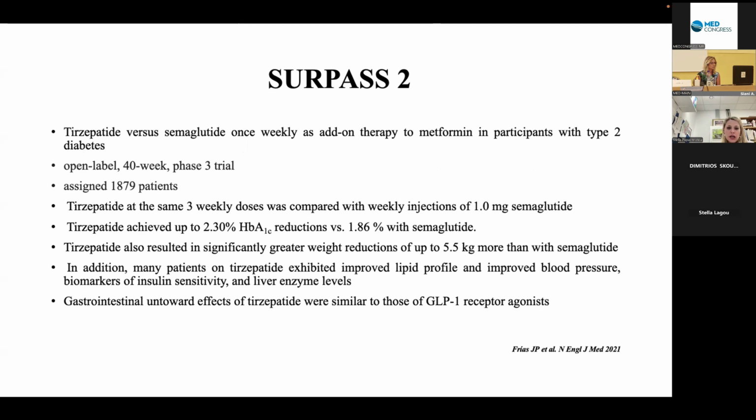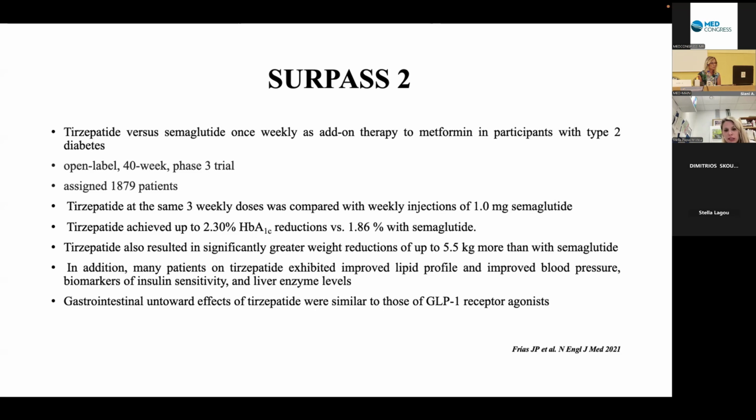1,879 patients were assigned, and tirzepatide at the same 3 weekly doses was compared with weekly injections of 1 milligram semaglutide. The results showed that tirzepatide achieved up to 2.3% HbA1c reduction versus 1.9% reduction with semaglutide.